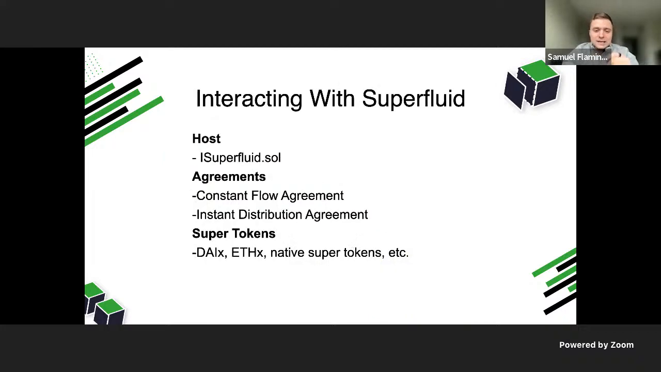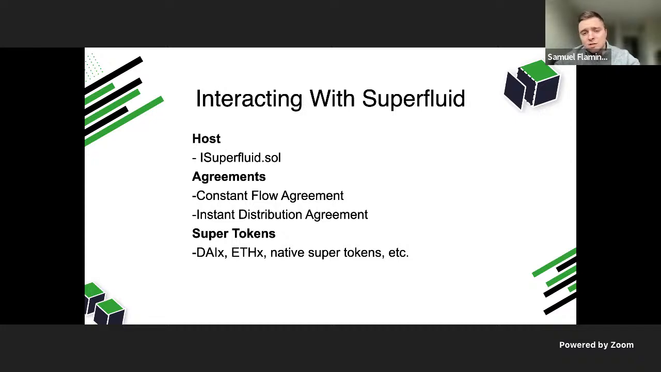Getting deeper into how you can actually interact with the protocol, there are really 3 types of contracts that you as a developer would need to interact with when creating money streams or dealing with Superfluid. One of them is what we call the host contract, right? Which is kind of like the brain of the protocol itself. Another is agreement contracts. You have something like the constant flow agreement, which is going to facilitate money streams. You also have the instant distribution agreement, which can facilitate mass payouts.